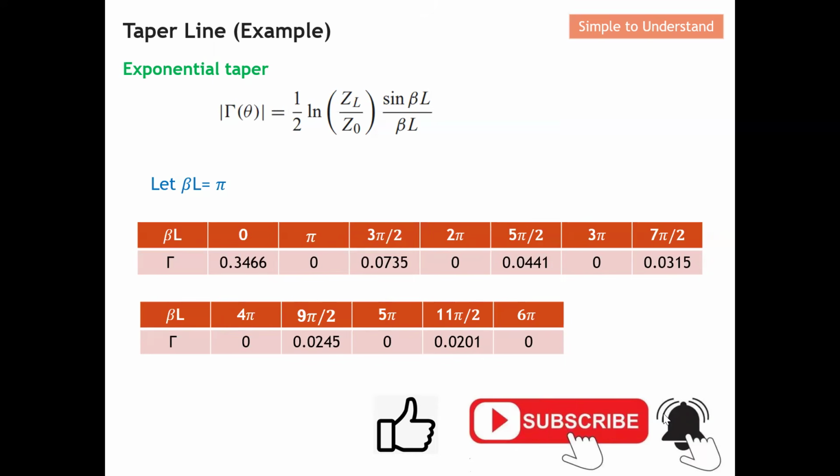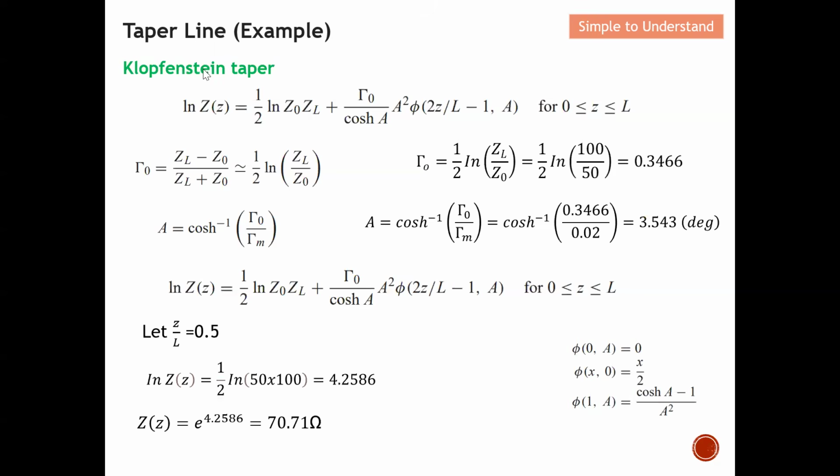So let's continue on the last method, which is the Klopfenstein method. This is the most difficult way to design. You can see that there's a lot of equations. But don't worry, I will make it easy for you to understand how we can design the impedance matching using this Klopfenstein tapered line.